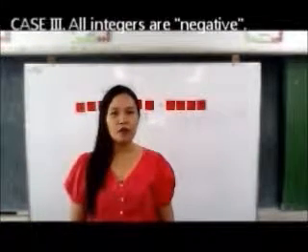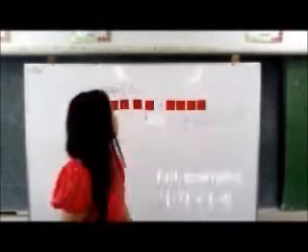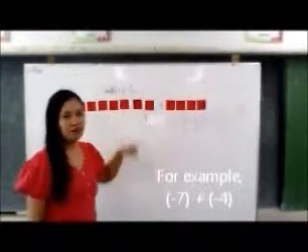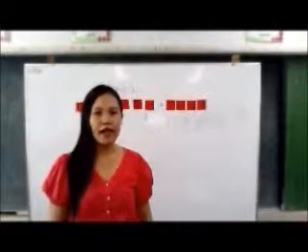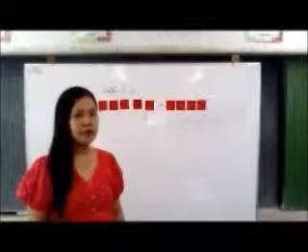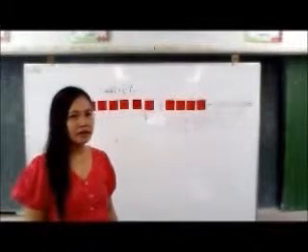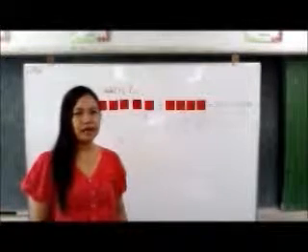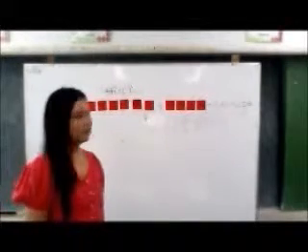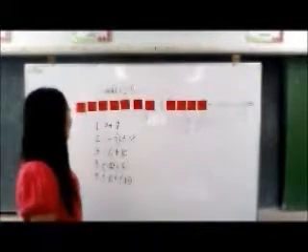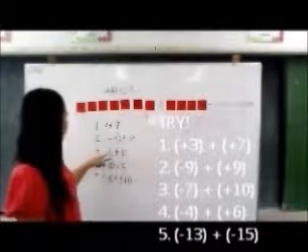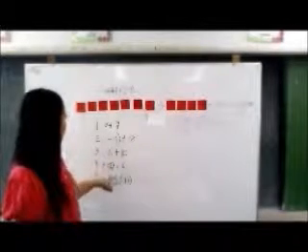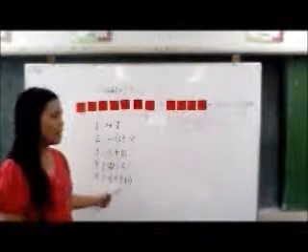Case 3, when both integers have negative signs. Example, negative 7 plus negative 4. We represent negative 7 as 7 unit red tiles and negative 4 as 4 unit red tiles, since they are both negative. By combining all the tiles together, we are able to obtain 11 unit red tiles, which is equal to negative 11. Now, try it by yourself. 3 plus 7, negative 9 plus 9, negative 7 plus 10, negative 12 plus 6, and negative 13 plus negative 15.